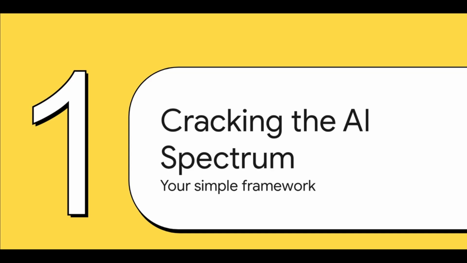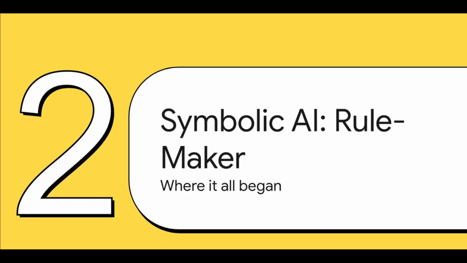Before we get lost in the details, we kind of need a mental map, right? This framework is going to help you place each type of AI, so you can see exactly how they connect and how they build on each other. First up, symbolic AI. I like to call this one the rule maker. This is really the grandparent of all modern AI. It's the foundation that everything else was built on, and you'll see it operates on a really simple logical principle.